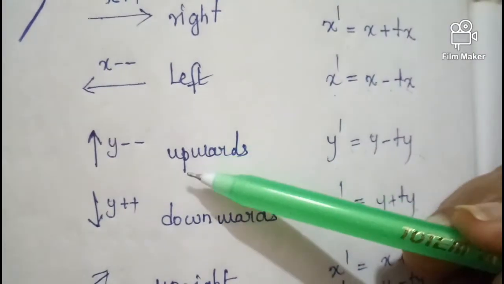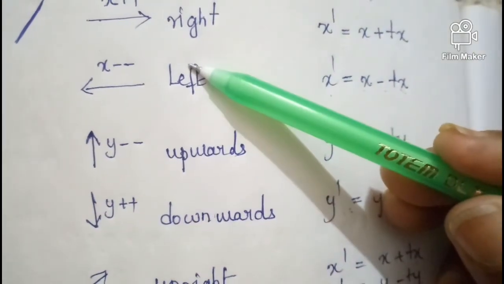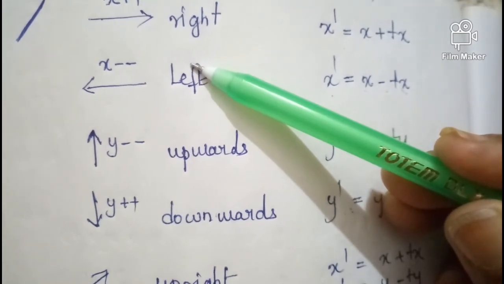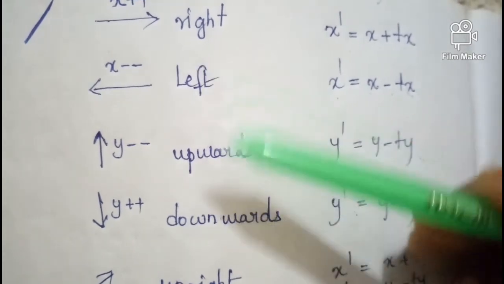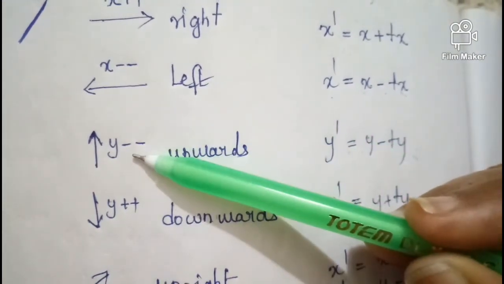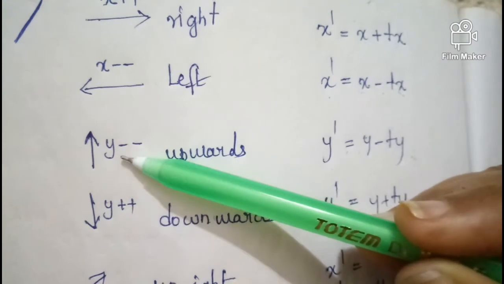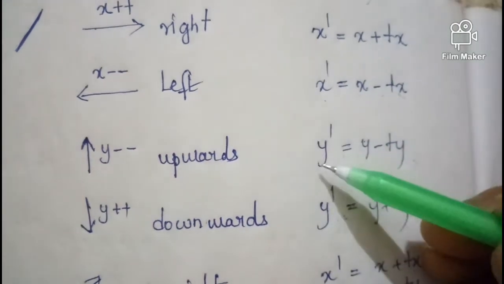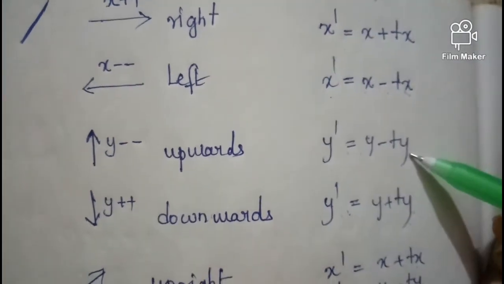If I am taking the line upwards, I am not moving left, I am not moving right, that means no change in x. I am only moving upwards. When moving upwards, y should decrement. Decrementing y means ty should be subtracted. That means y dash is equal to y minus ty.